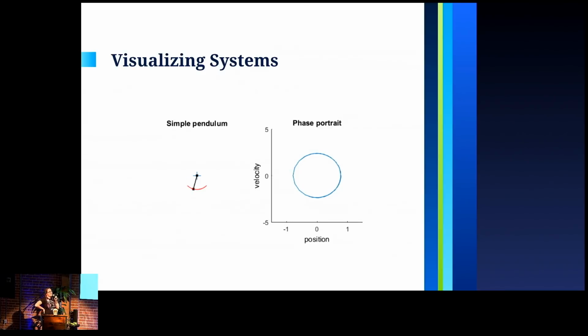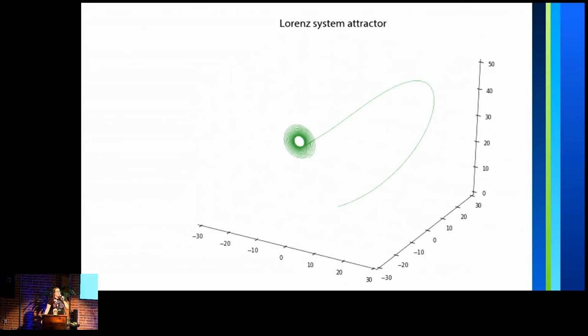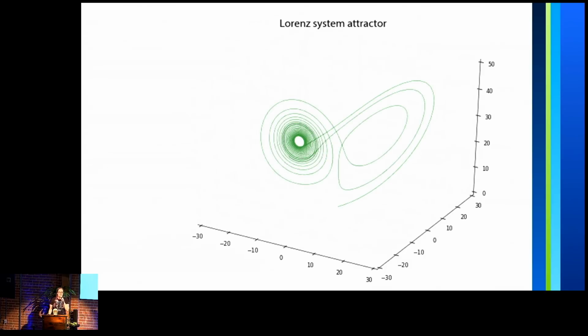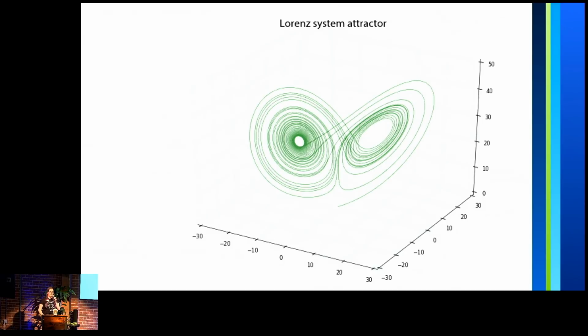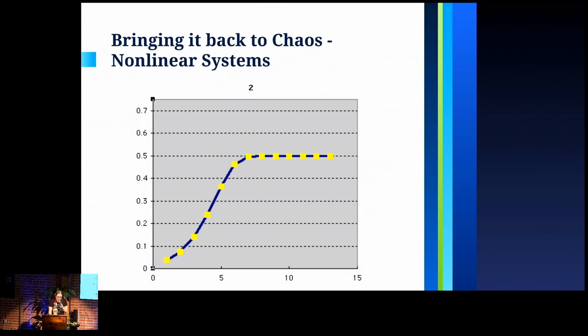So for a pendulum, you can just have the xy position of the pendulum bob, and every tick of the simulation, you put a dot on your phase portrait of the xy position of the pendulum, and you're able to get a two-dimensional image of the entire behavior of this system as it's running through time. And then, of course, in chaos theory, you deal with much more complicated systems that are three-dimensional or more and have much more interesting features.